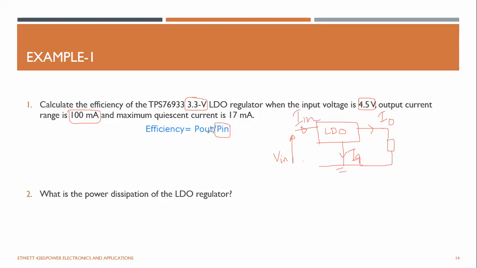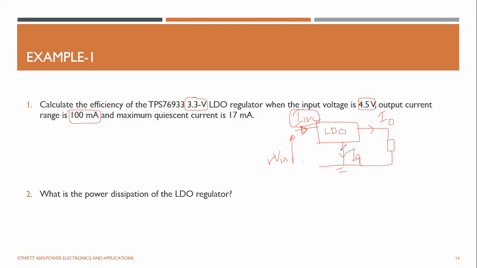So we just know the P out now. The P out is very simple. P out is simply this current into this voltage, right? So the input power, the input voltage we know, this is 4.5 volts, and for the power, we just need to know what this I in current is, right?